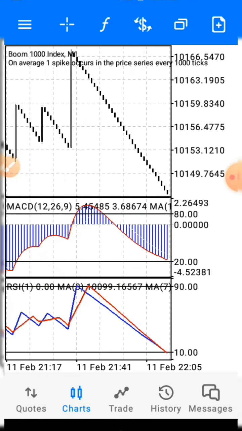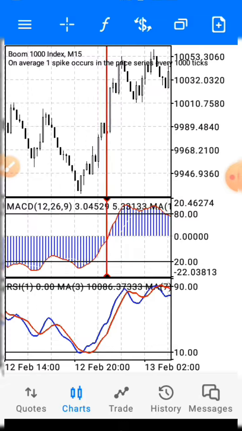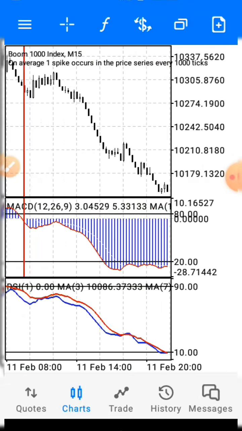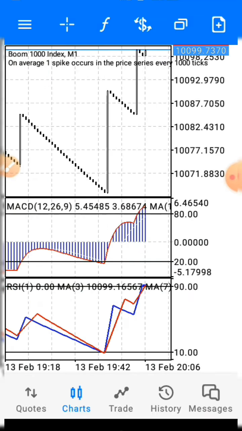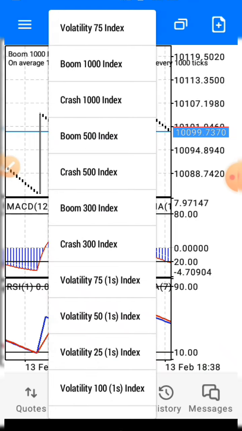So always make sure you do your analysis from the 15-minute time frame, know the trend you are in, and then you go to your 1-minute time frame, follow your conditions or your rules, and stick to them. Make sure not to change your mind no matter what the market is doing. Just stick to those rules, and then you'll be good to go. Okay, so that's it, guys. That's how it works. Let me show you some examples on the crash market.